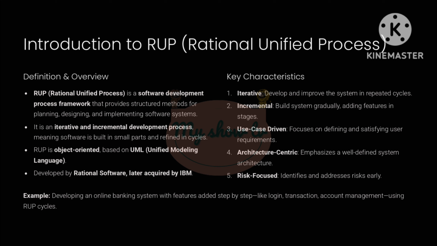Two important things about RUP. It is iterative, meaning instead of building the entire software in one go, we build it in repeated cycles where each cycle adds value. It is incremental, meaning we add features gradually, building up the software in small parts. RUP is also object-oriented, so it emphasizes working with objects and classes, and it uses UML diagrams to model and plan the software. An important point to note is that RUP was developed by Rational Software, which was later acquired by IBM, so many IBM tools support RUP.